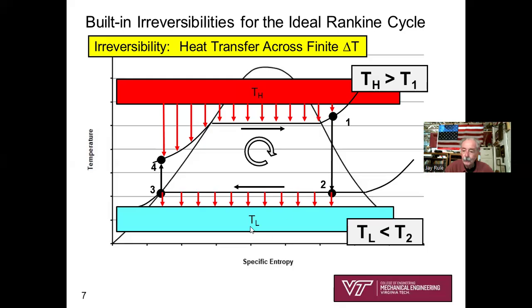Similarly, when TL is below T2, in other words, the river water is even slightly below the condensing steam temperature, which it will be, you've got some heat transfer across a finite temperature difference on this side as well. So visually, here are two very clear sources of irreversibility of the Rankine cycle that immediately tell you that no matter how hard I try, I'm not going to be able to get the Rankine cycle efficiency up to Carnot efficiency.